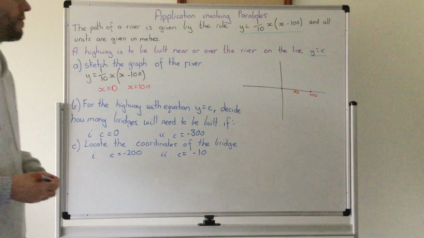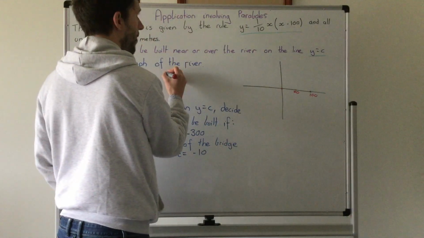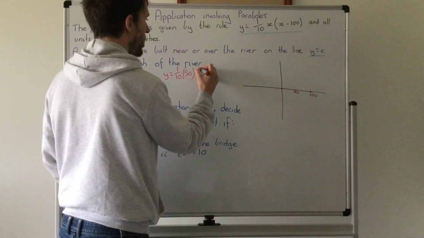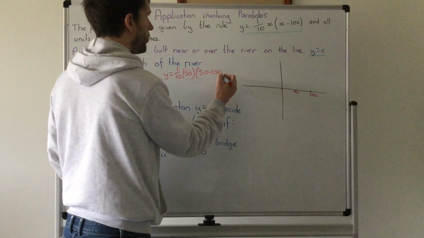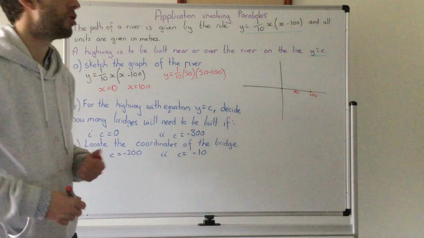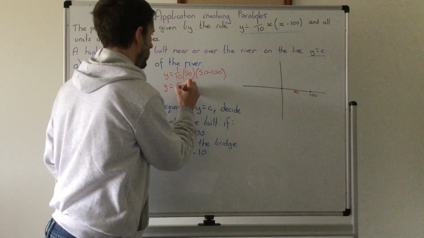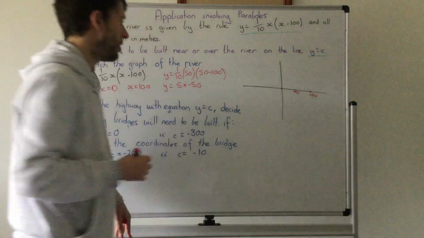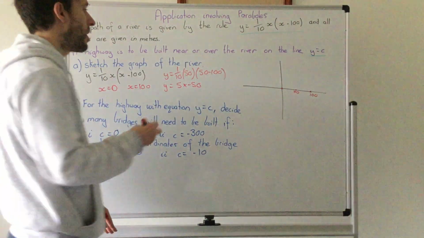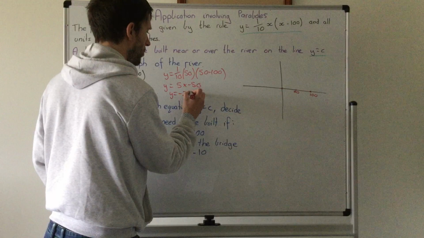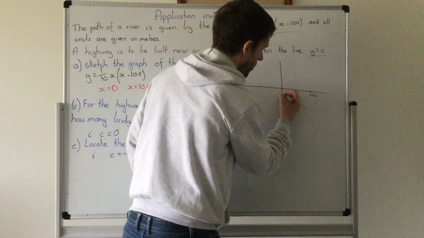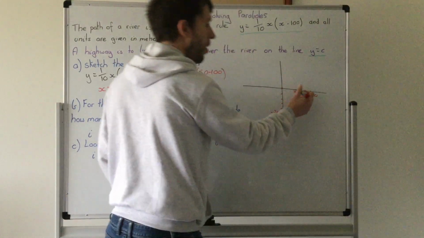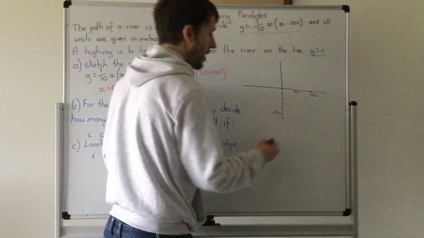Now I can substitute that 50 into this equation. So I've got y equals 1/10 times 50 times (50 take 100). Well, 1/10 times 50 is just 5, and 50 take 100 is negative 50. So 5 times negative 50 is negative 250: 50, 100, 150, 200, 250. So when x is 50, y is negative 250.